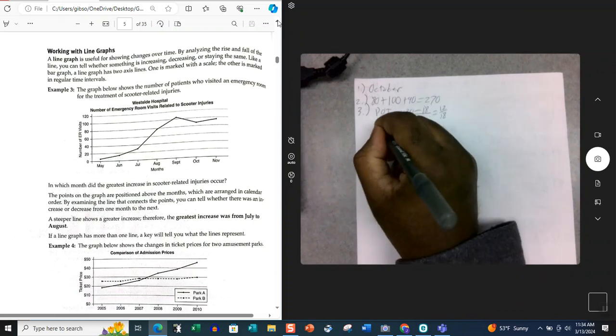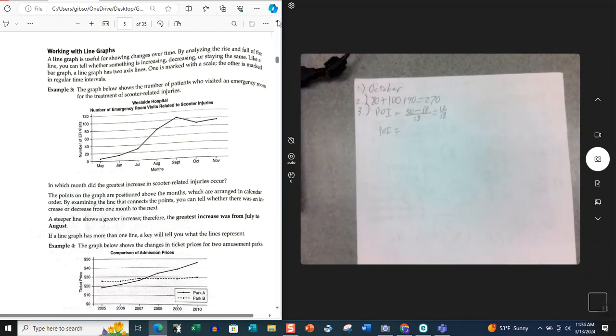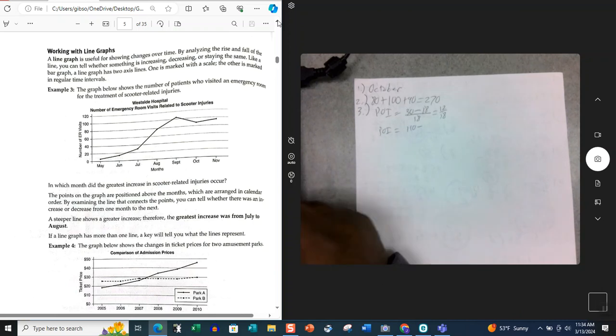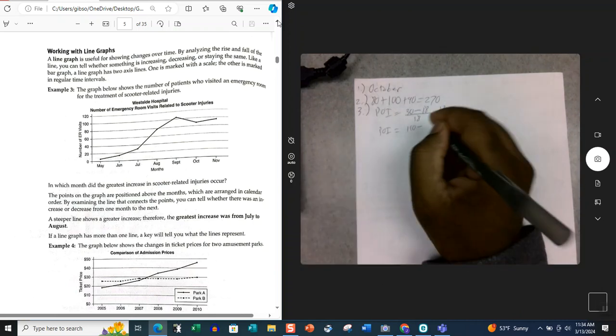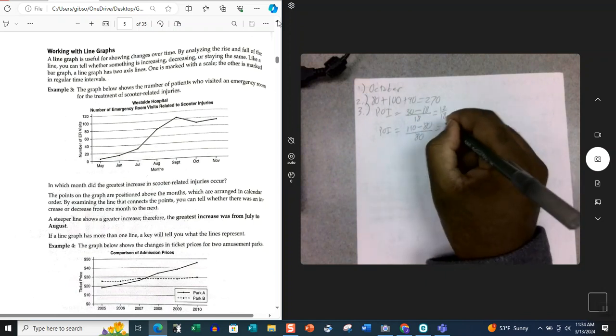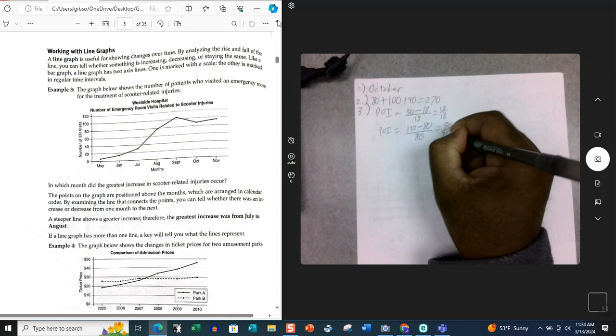And then now we're going to do the percent of increase for August to September. So September would be about, what's that, about 110. And then August would be about 80. So 80 would be our denominator. So we would have 30 over 80.